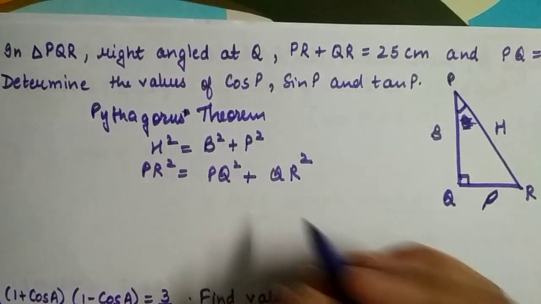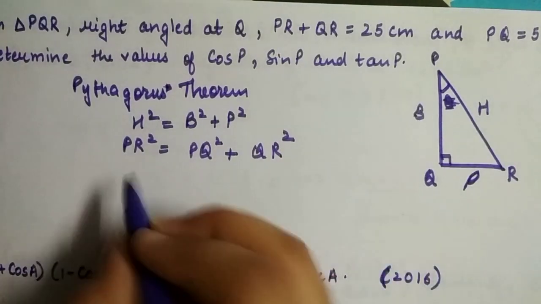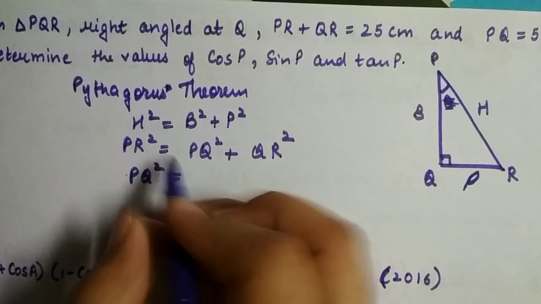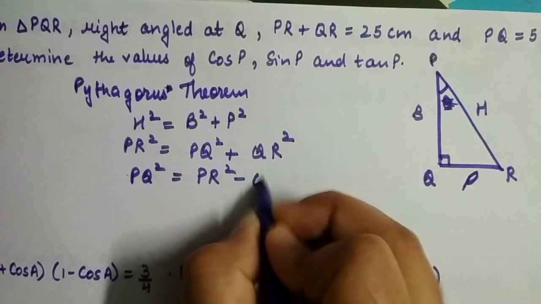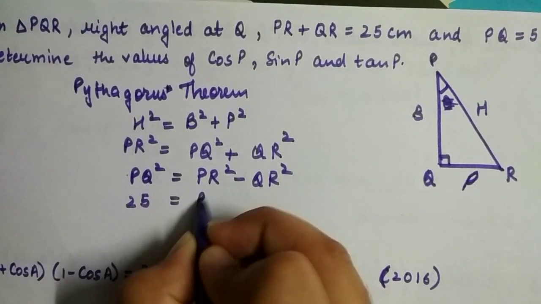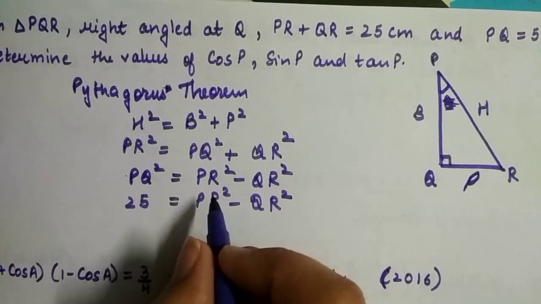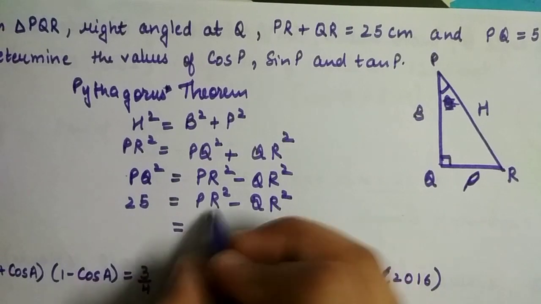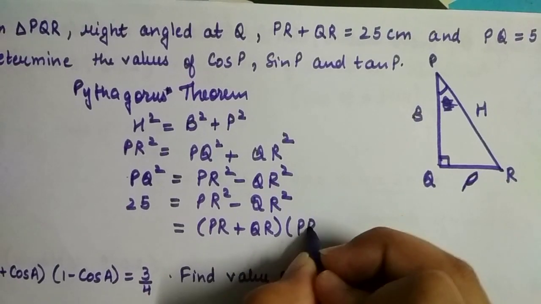Now you know the value of PQ as 5 centimeters. So take PQ on one side. PQ square keep on one side and write PR and QR together. PR square minus QR square. Now 5 square is 25. It is equal to PR square minus QR square. Now here you can use the identity of A square minus B square, that is equal to A minus B and A plus B. So this can be written as PR plus QR into PR minus QR.